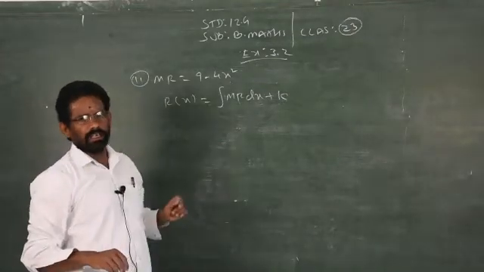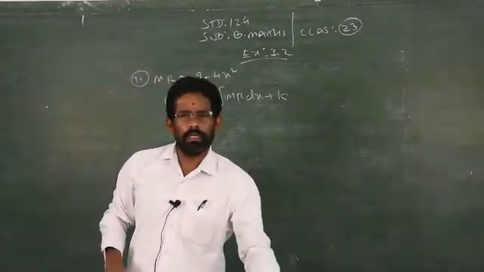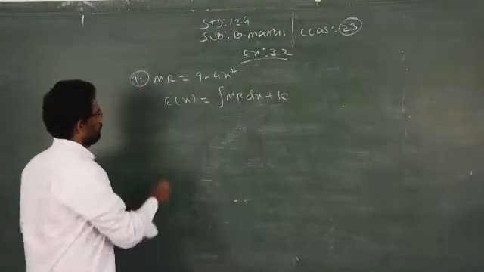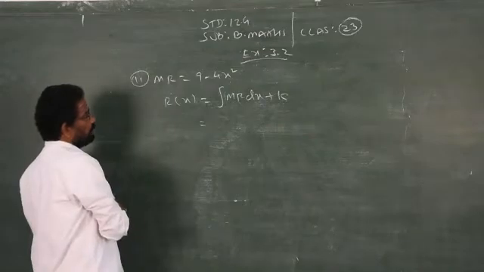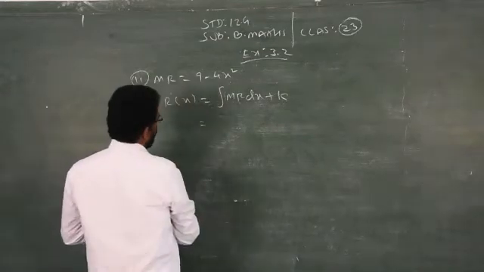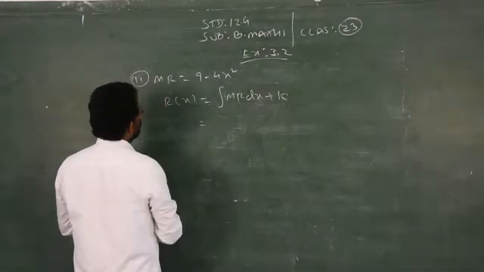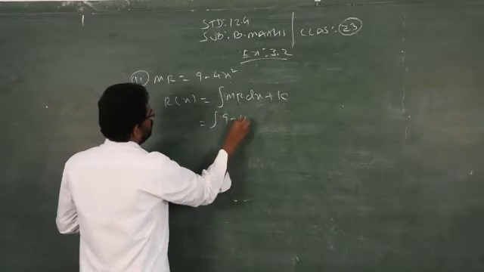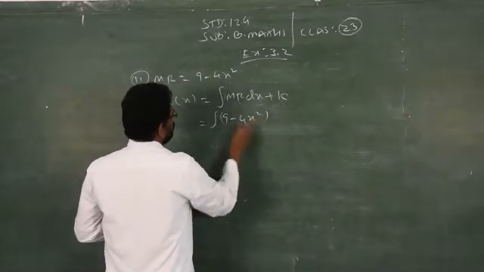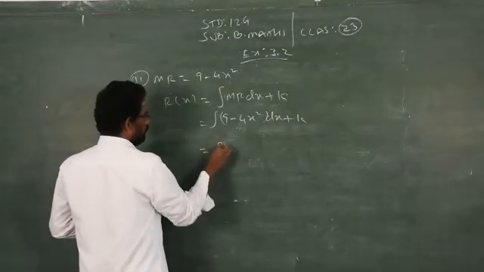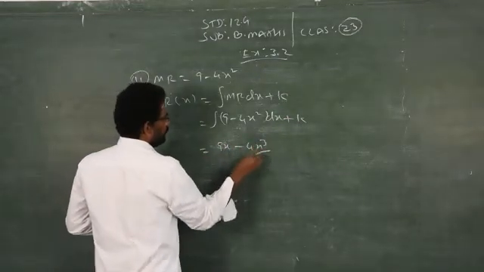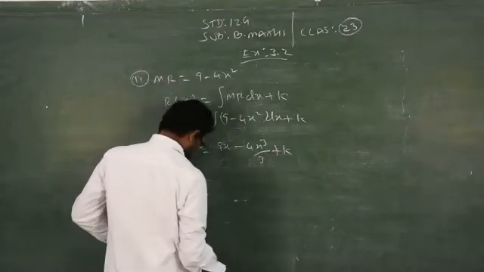It did not ask to find the revenue function for 300 or 400 units using that definite integral. Here there is no information about x, therefore you can use the indefinite integral. Just integrate 9 minus x square dx plus k. So what is the integration? 9x minus 4x cubed by 3 plus k.